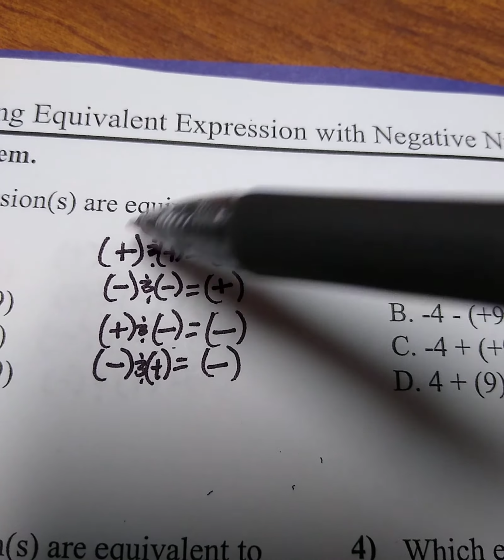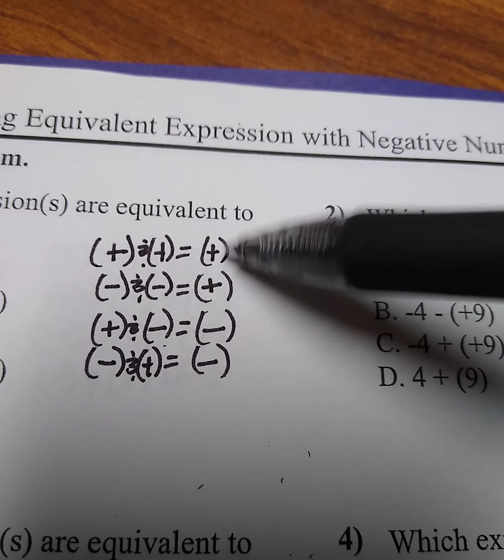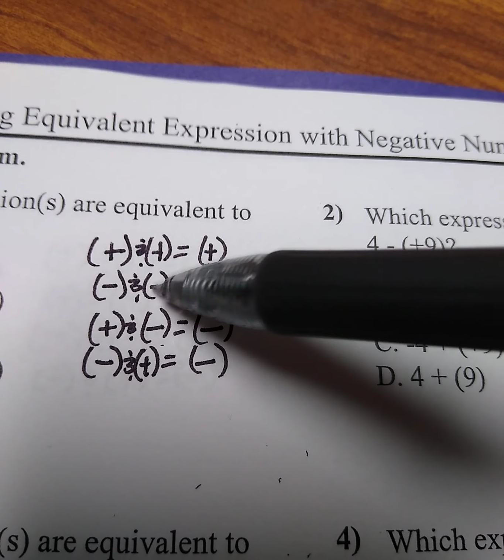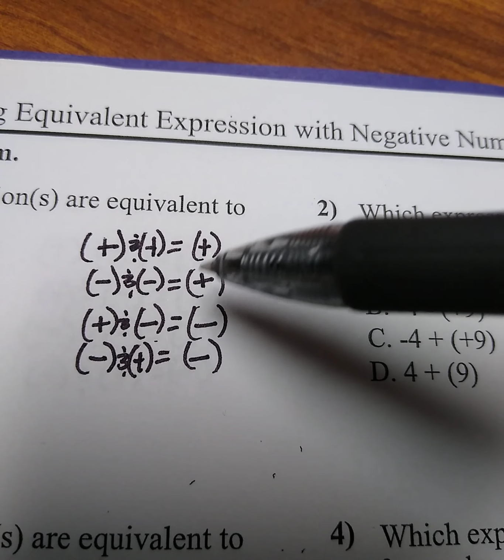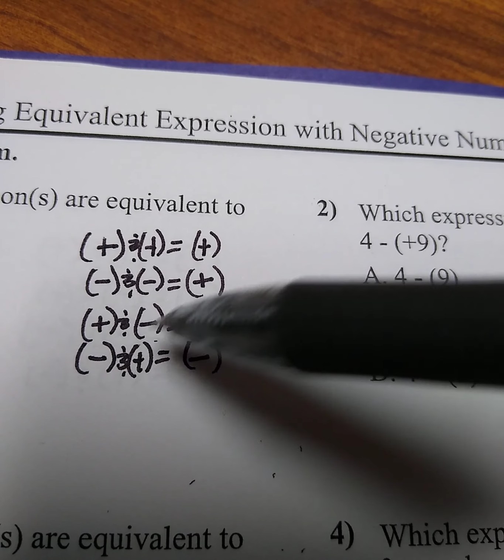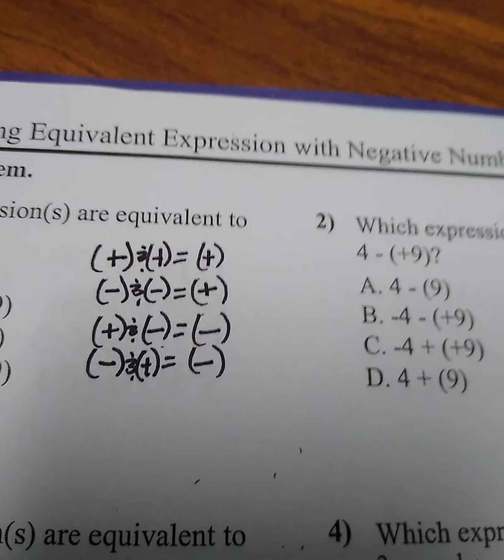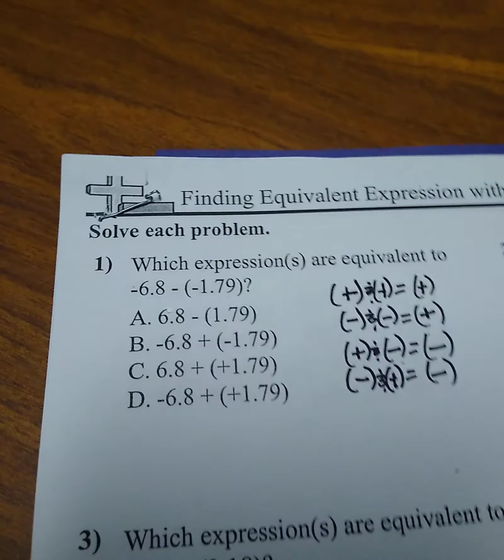So remember, a positive and a positive equals a positive. A negative and a negative equals a positive. A positive and a negative equals a negative, and a negative and a positive equals a negative. So remember that when we do this.